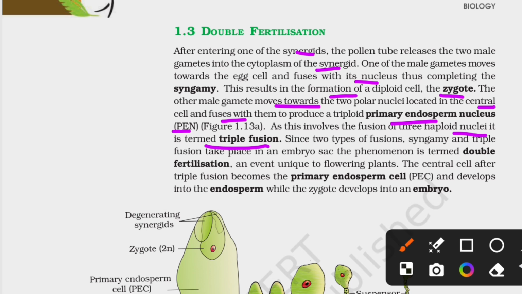Since two types of fusion, syngamy and triple fusion, take place in the embryo sac, the phenomenon is called double fertilization, an event unique to flowering plants. The central cell after the triple fusion becomes the primary endosperm cell, PEC, and develops into the endosperm, while the zygote develops into the embryo.